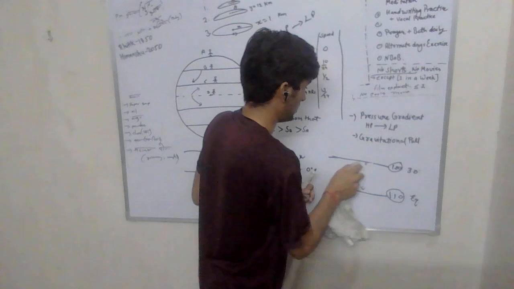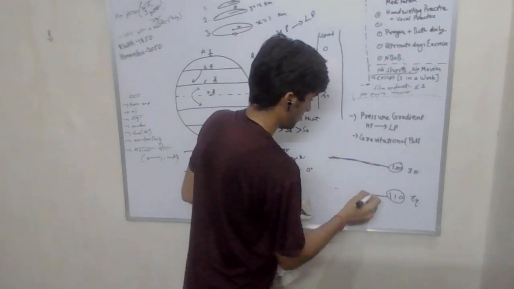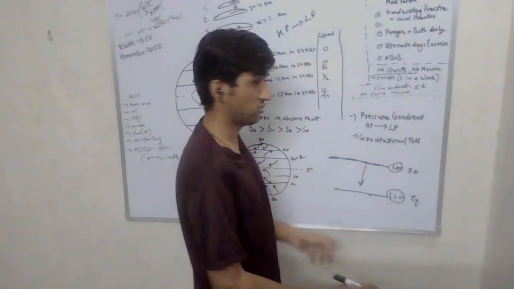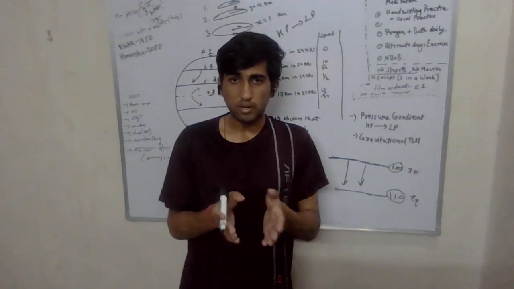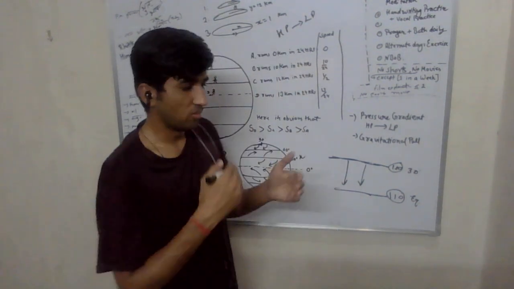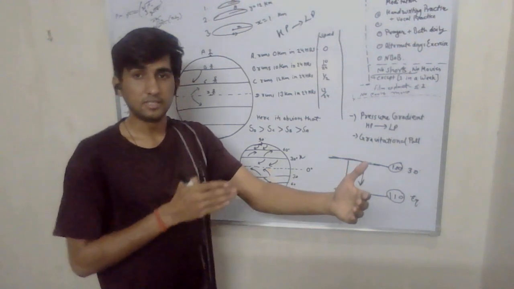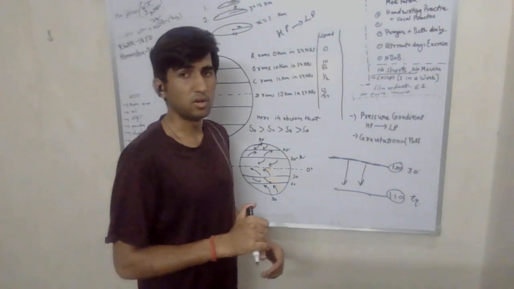the actual wind circulation should have been in this manner. The air should have moved in this way, like perpendicular to the isobar line. It actually moves perpendicular to the isobar line. From a region of higher pressure to a lower pressure, the air always travels the shortest distance, and the shortest distance, as we all know, is perpendicular distance.